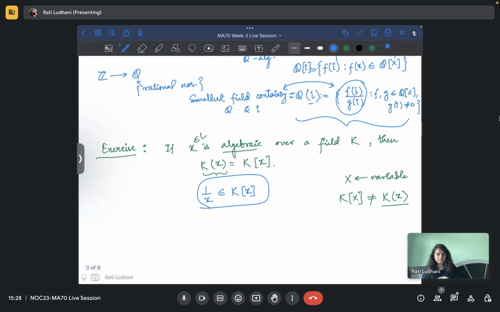I have to prove 1 by x belongs to k[x]. So x is an algebraic number. Don't think x is a variable, it's a number. For example, in the case of Q(i), you can rationalize this. Basically, a sort of conjugate exists which will ensure that the denominator will vanish and only x will appear in the numerator. Yeah, you can say that.